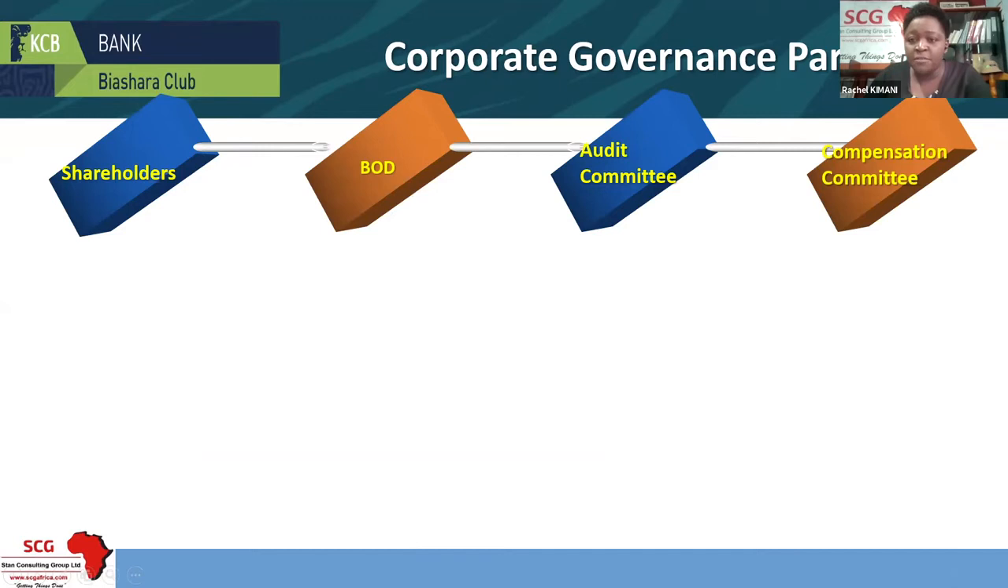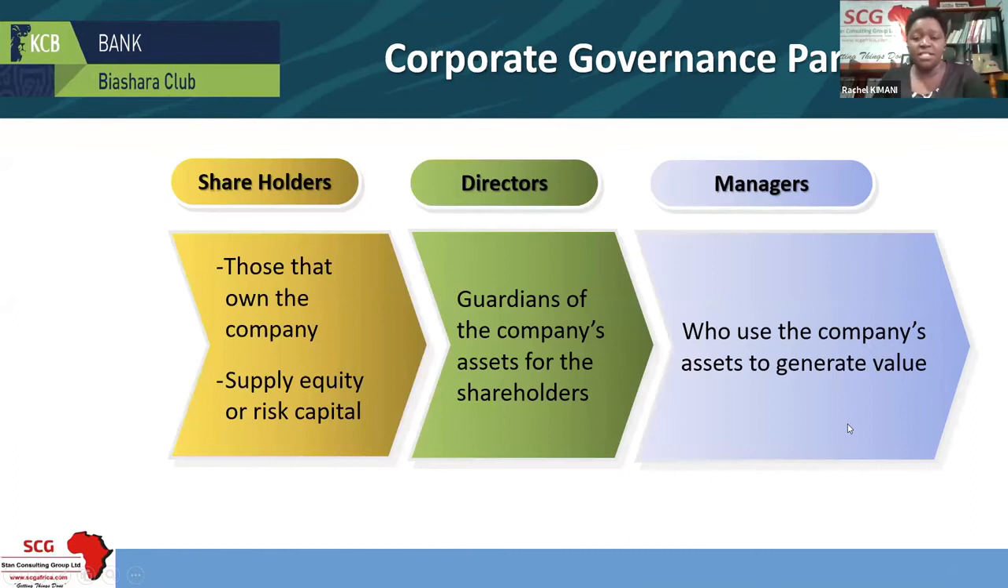We have several parties to corporate governance. First here, we have the shareholders, the directors, and the managers. These are the top-level shareholders, being the owners of the business. The directors provide the guidance, and they're the guardians of the company assets for the shareholders. They're entrusted, and there's that agency relationship between the owners of the organization and those who deal with the day-to-day running of the organization.